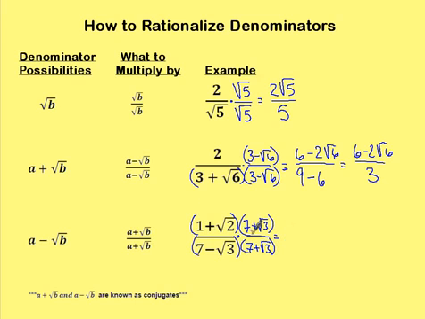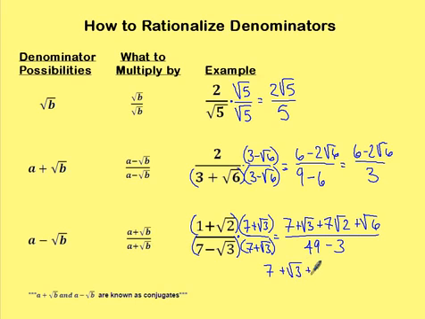So we get 1 times 7, which is just 7, and 1 times the square root of 3, which is the square root of 3. Square root of 2 times 7 is 7 root 2. And the square root of 2 times the square root of 3 is the square root of 6. On the bottom, we get 49. And these middle terms are going to cancel out. And a negative times a positive is a negative. The square root of 3 times the square root of 3 is 3. Right, we can rewrite this as 7 plus root 3 plus 7 root 2 plus root 6 over 46.